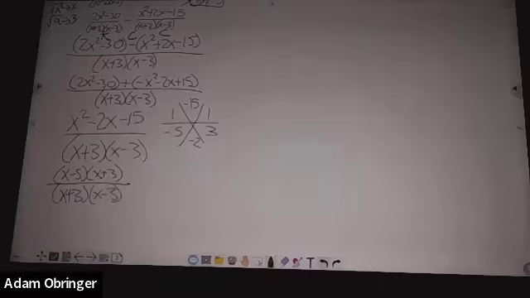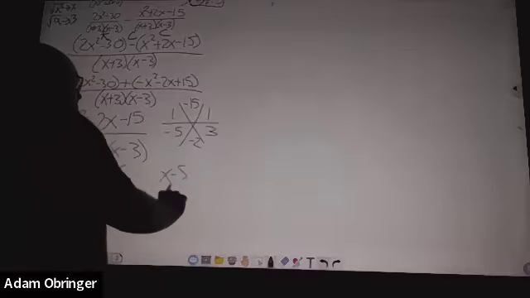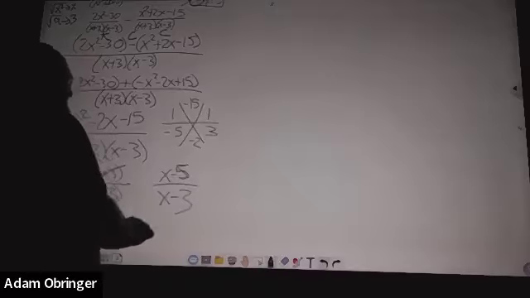Well, hey, this is our first instance where we've got something that's the same on top and bottom. So if I cancel those out, I would have x minus 5 on the top and x minus 3 on the bottom.